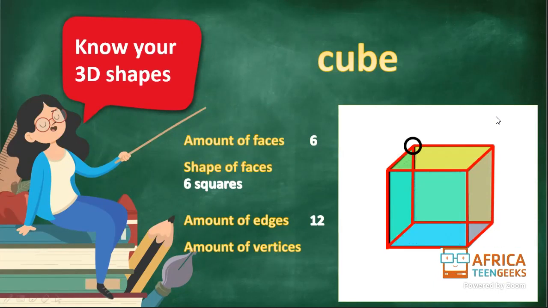1, 2, 3, 4, 5, 6, 7, and 8. So if you don't know, you can always draw the shape and indicate it like that. Let's go to the next one.